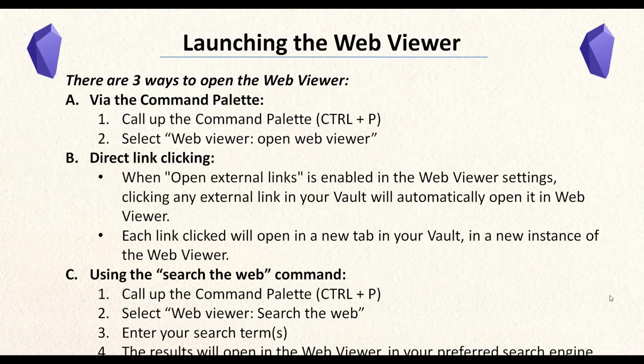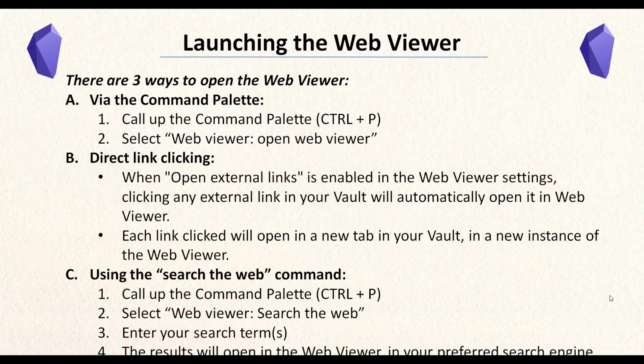The second way to launch the Web Viewer is by direct link clicking. If you set Open External Links in the Web Viewer settings, as I just showed a moment ago, then clicking any external link in your vault will automatically open it in the Web Viewer. If you click on several links, each one will open in a new tab in your vault in a new instance of the Web Viewer.